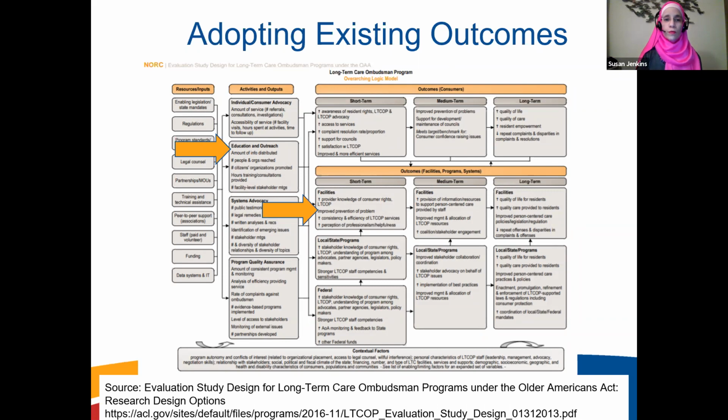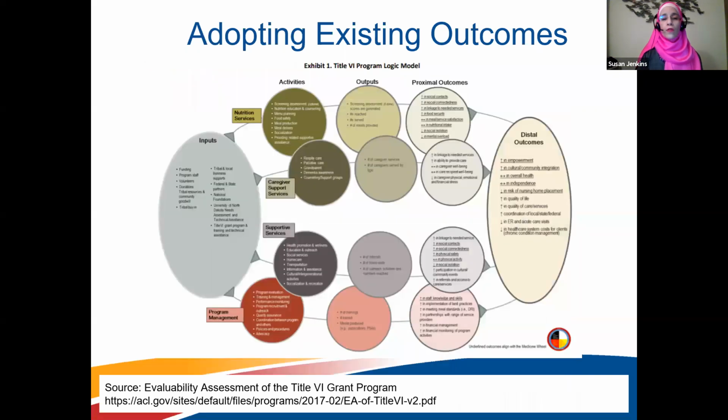Next slide. This is a logic model for the Title VI program, and the link to the report that it comes from is on the bottom of the slide.